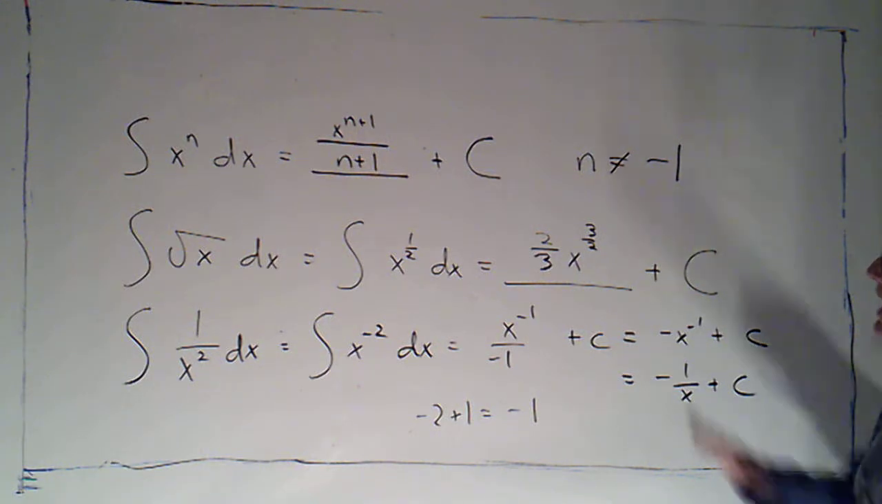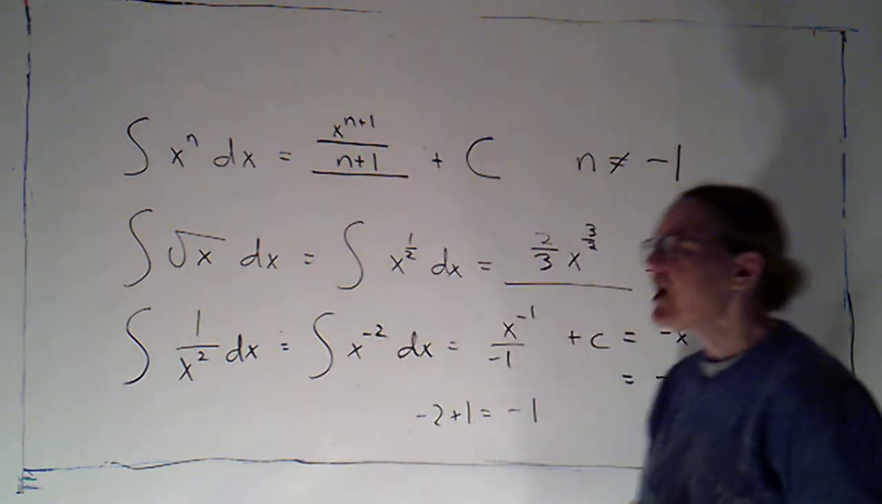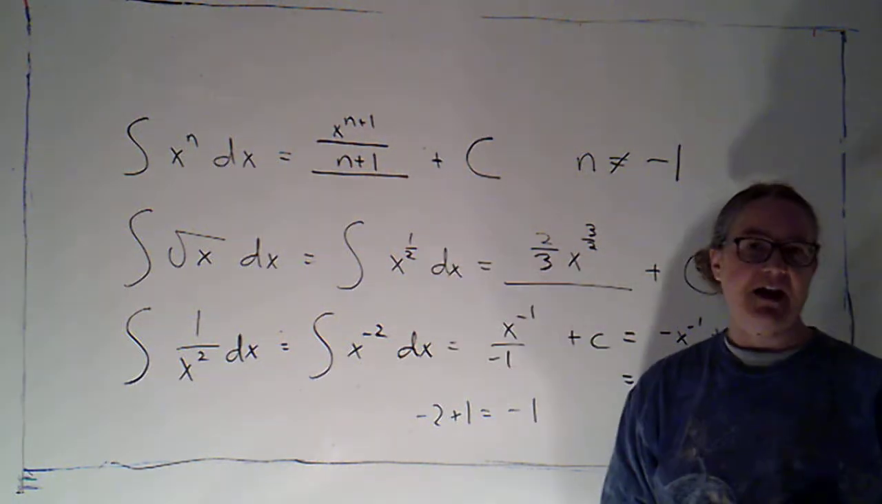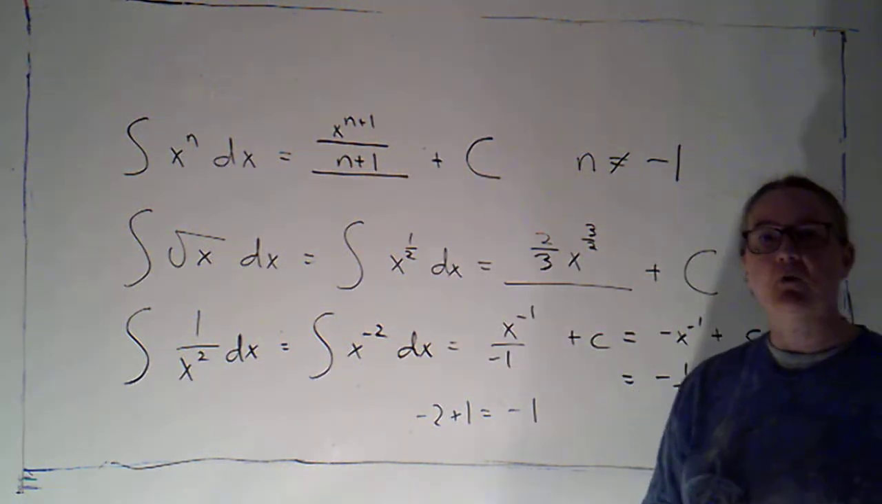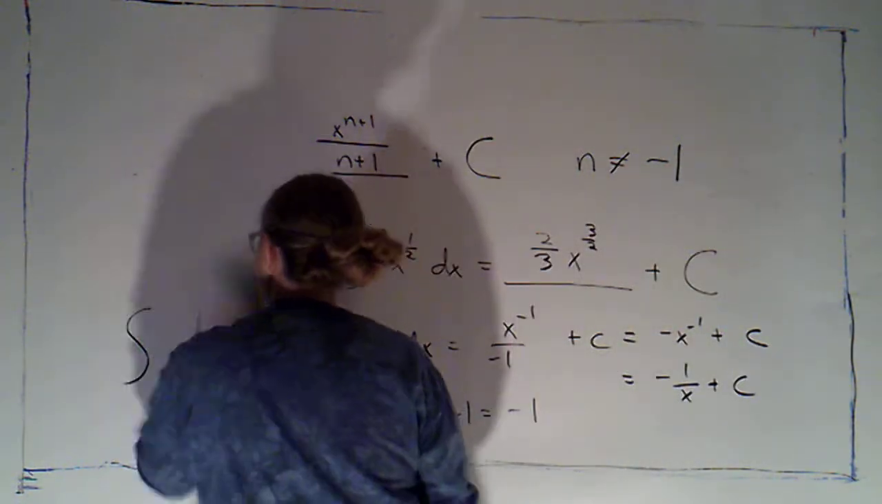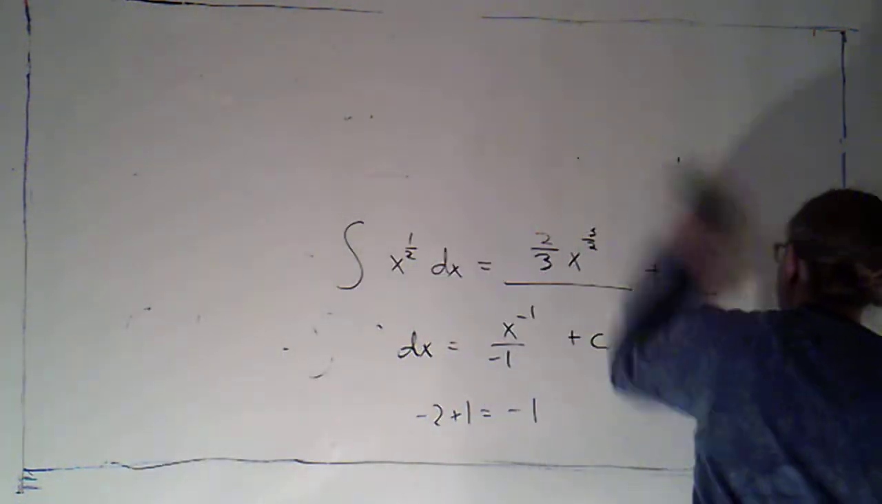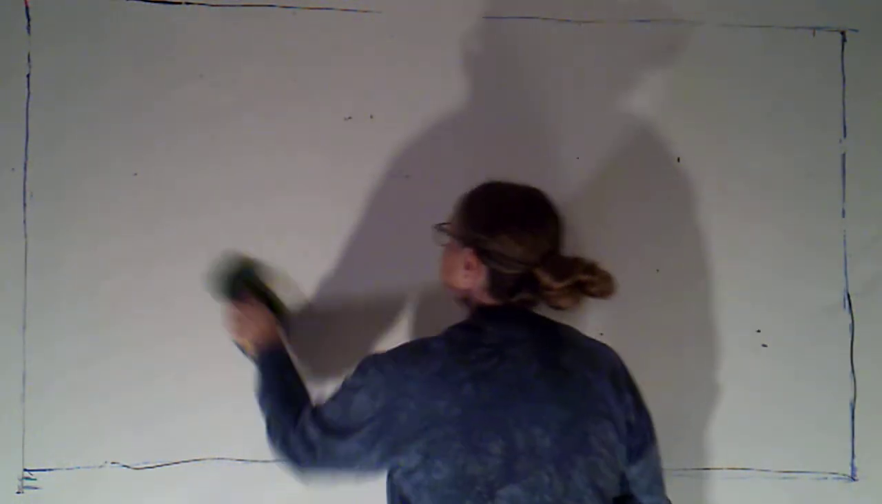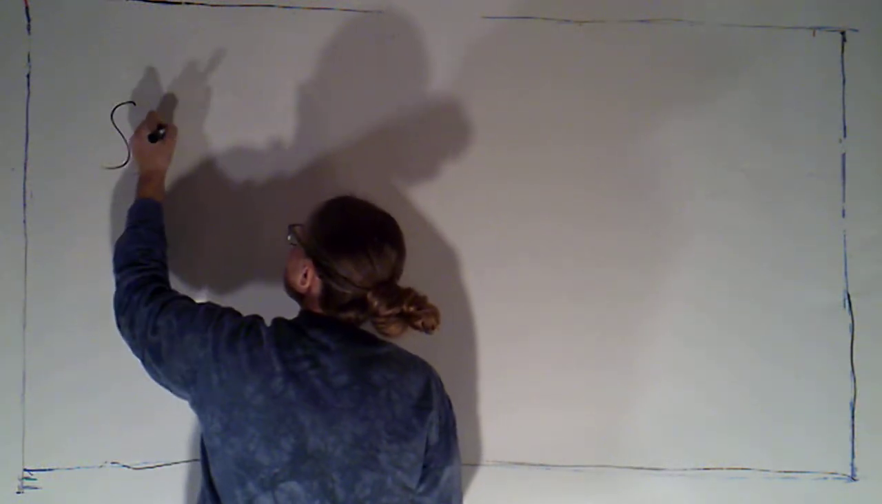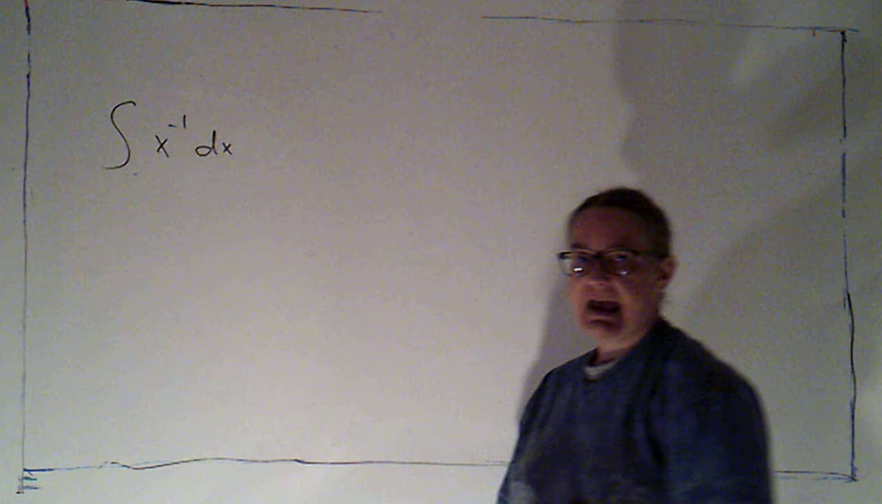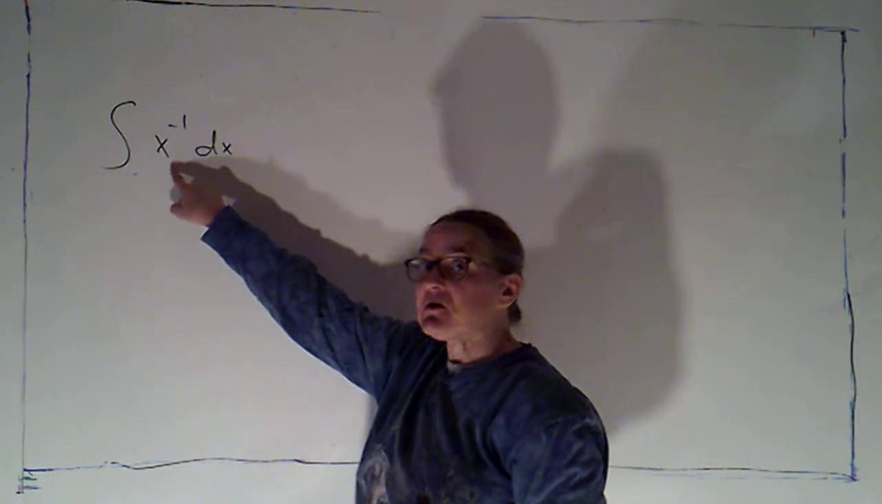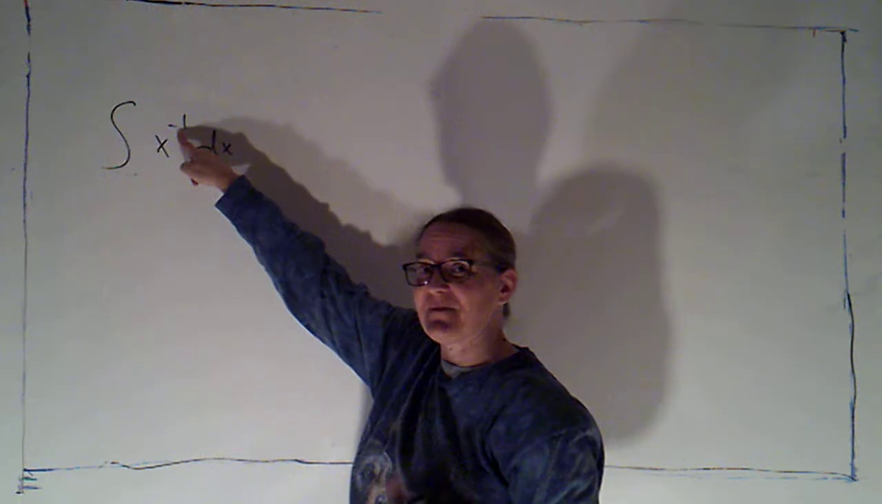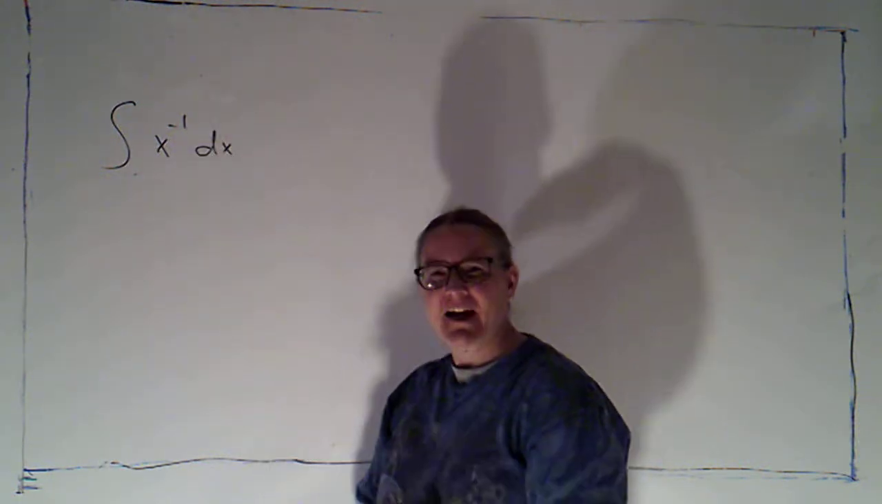So, just like when we were taking derivatives, roots and reciprocals of powers, we can get using this power rule. Okay, so now let's take a look at what if n is negative 1. So I want to integrate x to the negative 1 dx. And I know I cannot use the power rule because if I add 1 to this, I'm going to get 0, and I can't divide by 0.